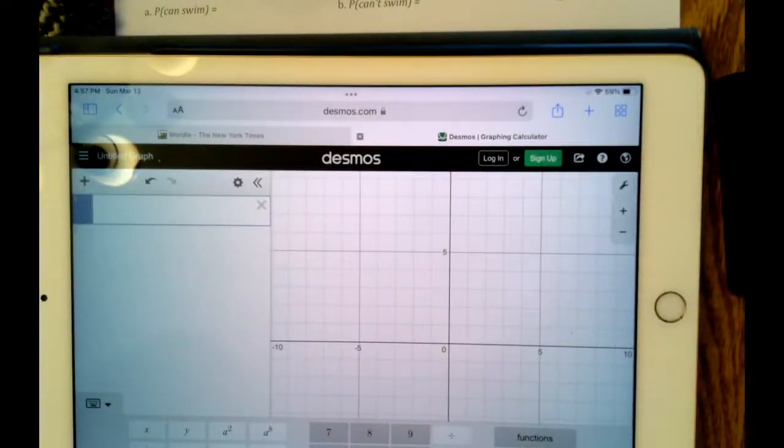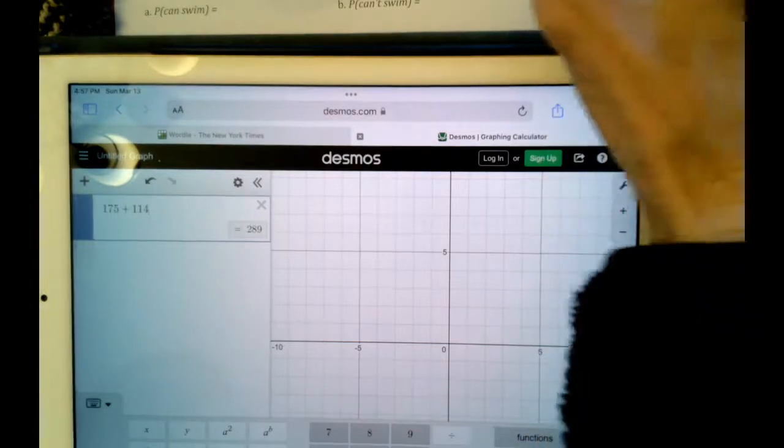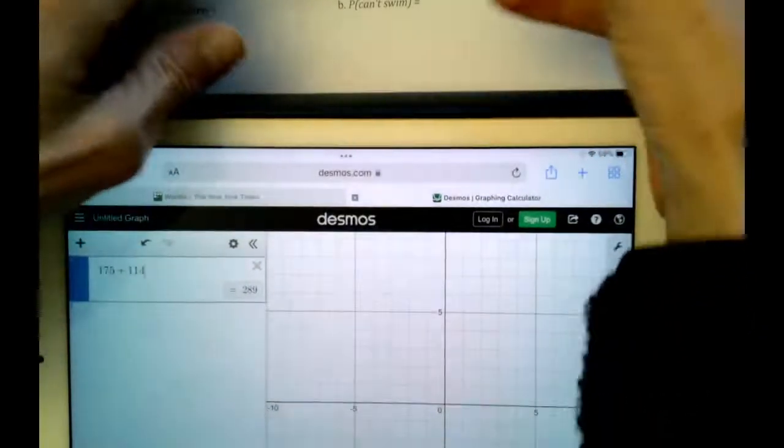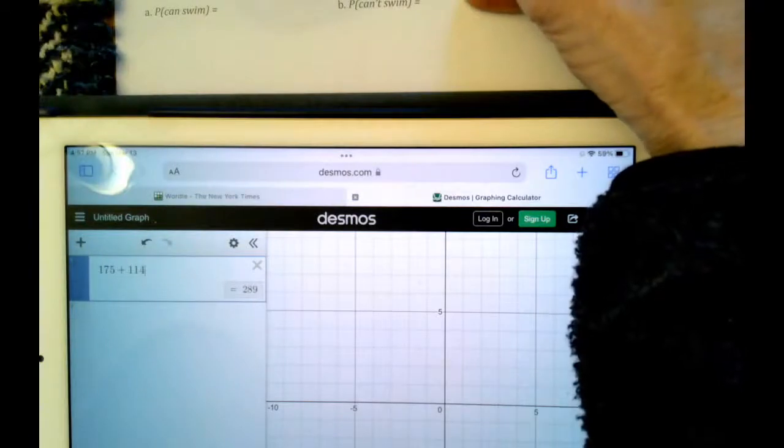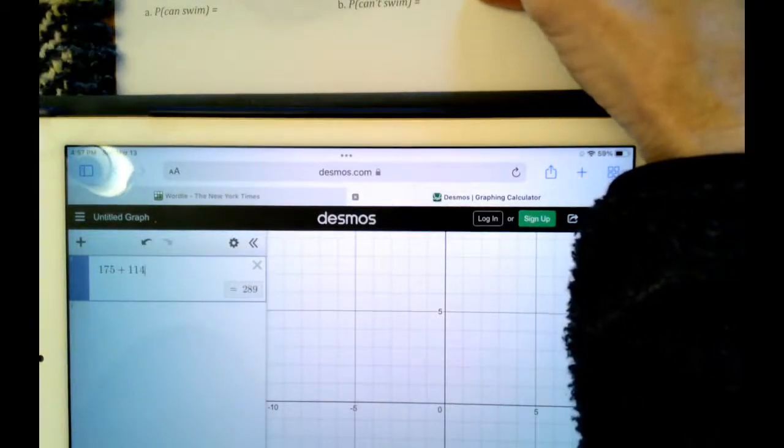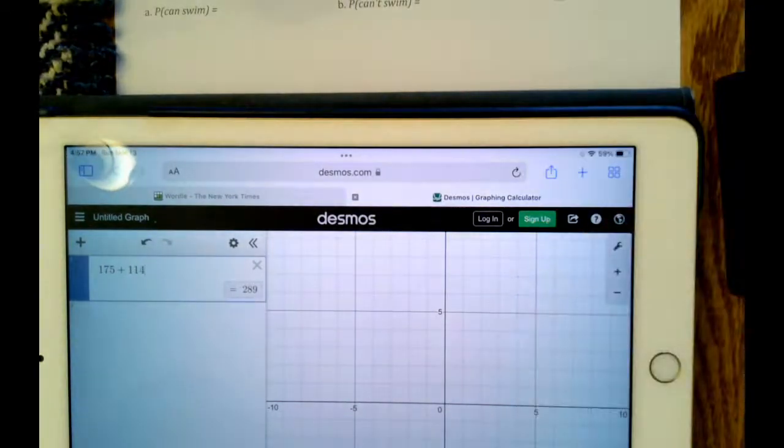Sorry about the glare, but first of all, we've got 175 plus 114. And that's going to give us 289. So I'm going to write that in on our table, which is hard to write in over the iPad, but 289. I'll show it to you in a minute.